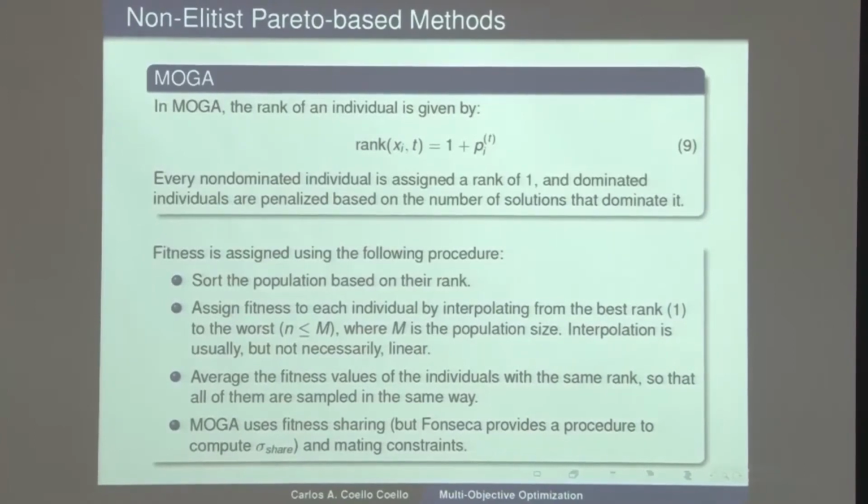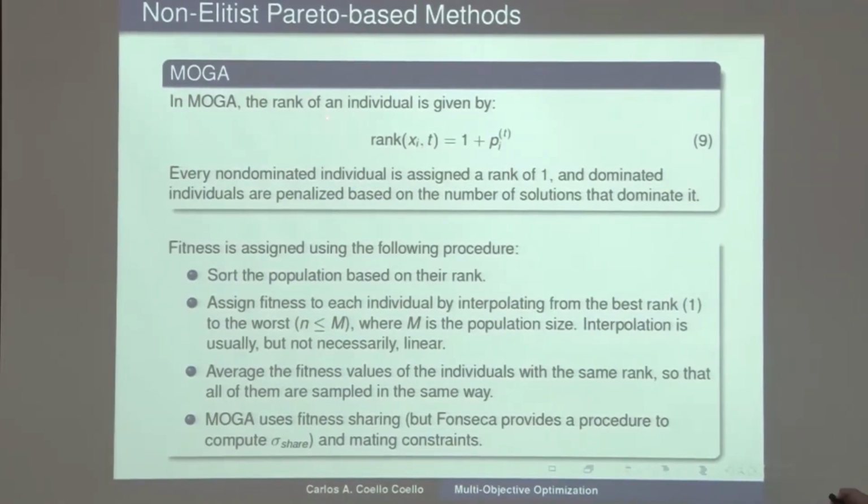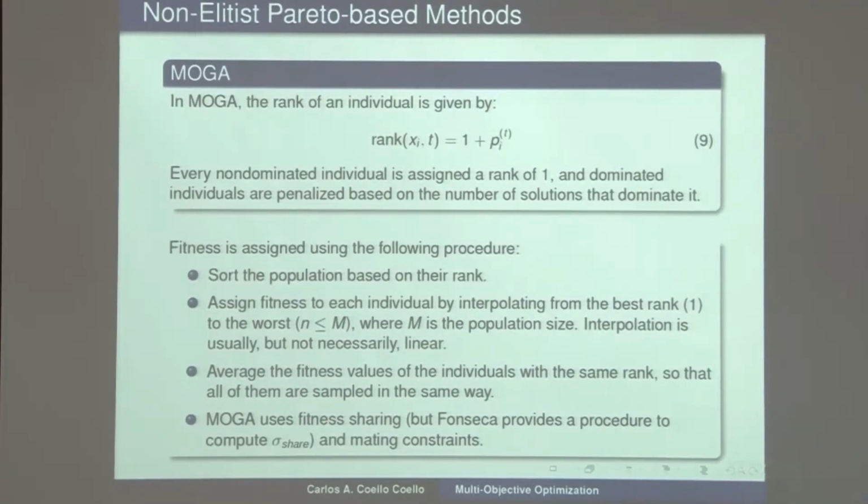But the algorithm is very interesting. He improved the original Goldberg's algorithm for non-dominated sorting. This is how MOGA works. He uses this rank. So he takes the first solution and compares this solution against everybody else in terms of Pareto optimality. And this value, this P, means how many solutions dominate this solution. So of course, if this solution is non-dominated, P is 0. Nobody dominated me.